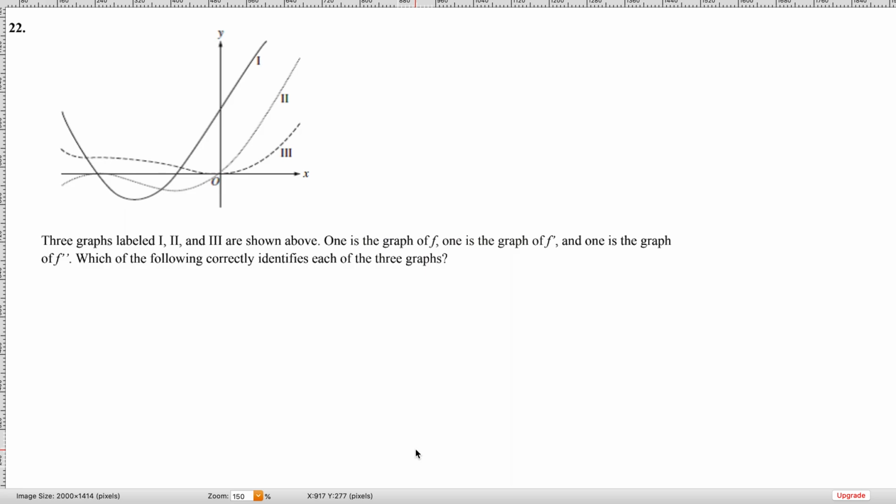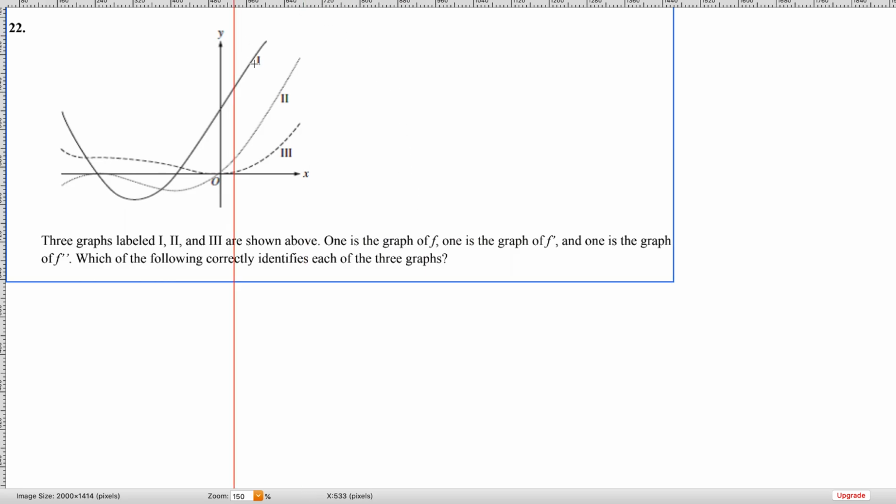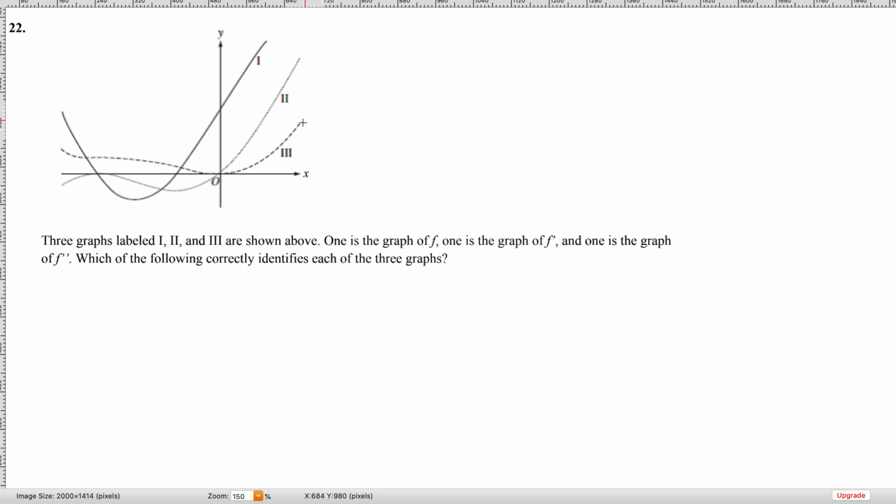This is tricky because it's not so clear how they did graph number three, but we should be able to figure this out just by our process of elimination and some reasoning. Basically, it gives us three graphs, and they want us to identify them. They tell us that these three graphs are related in a certain way: one is f, the original function, the other one is its derivative, and the third one is its second derivative, and we need to figure out which one is which. So I need to find out which one's f, which one's f prime, and which one's f double prime.